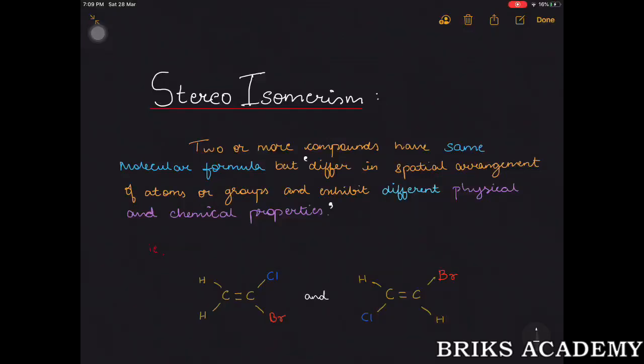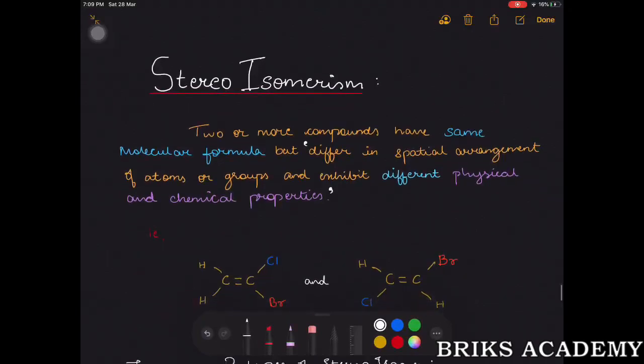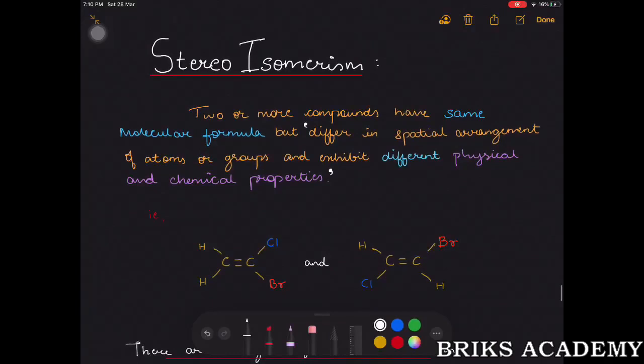In this video, we'll make a quick review on stereoisomerism and optical isomerism. The definition of stereoisomerism: two or more compounds which have the same molecular formula but differ in spatial arrangement of atoms or groups and exhibit different physical and chemical properties. Those compounds are called stereoisomers and the phenomenon is stereoisomerism.